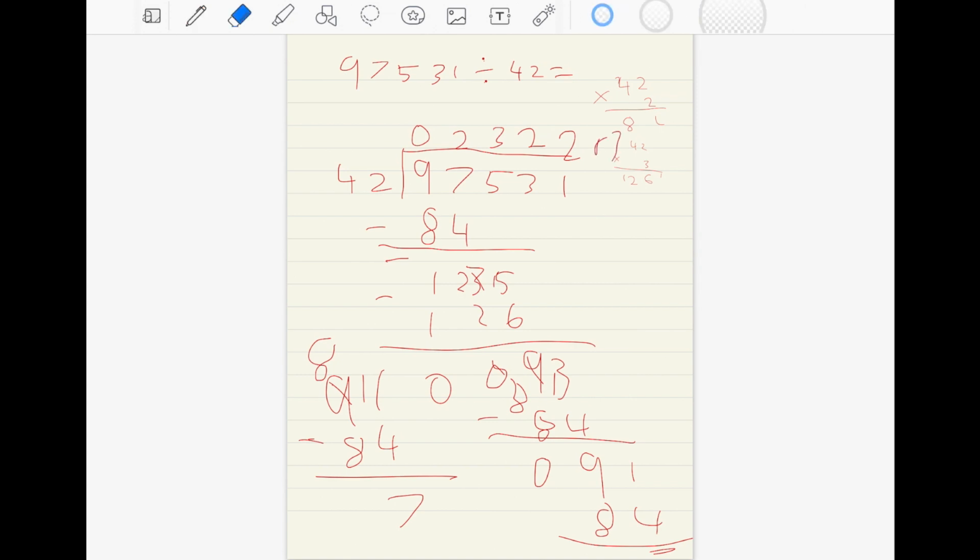I'm going to rub all of that out because we don't have enough space. So the answer is 97,531 divided by 42 equals 2322 remainder 7. I'm very sorry, it's very hard to write on the iPad. 2322 remainder 7. So it's read as 2,322. I just didn't have enough time to say it.